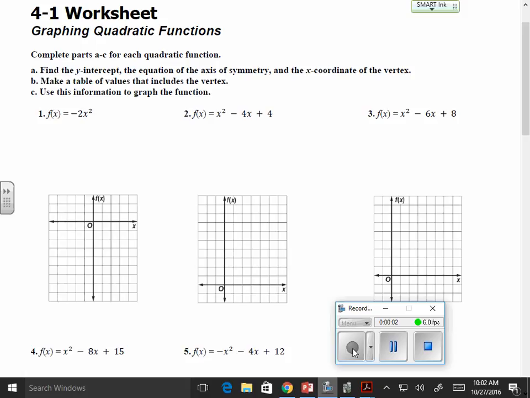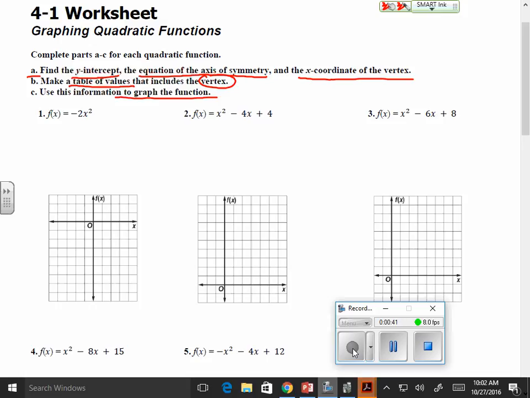Here we're going to work a few example problems from Chapter 4, starting with Worksheet 4-1. Let's look at problem number 2. We're asked to find the y-intercepts, equation of the axis of symmetry, and the x-coordinate of the vertex. We're also asked to make a table of values, which includes the vertex, and we're supposed to use this information to graph the function.